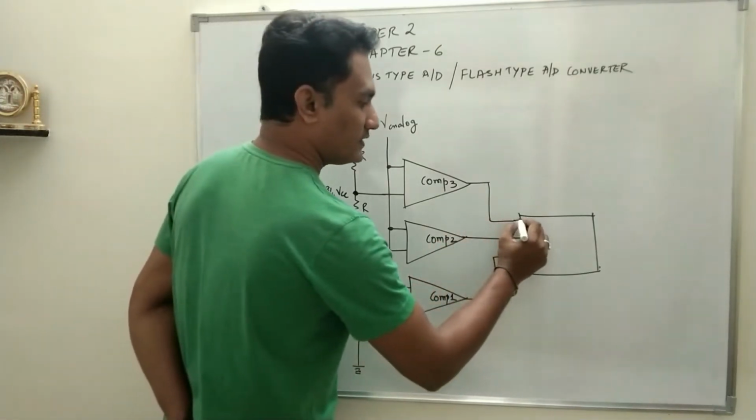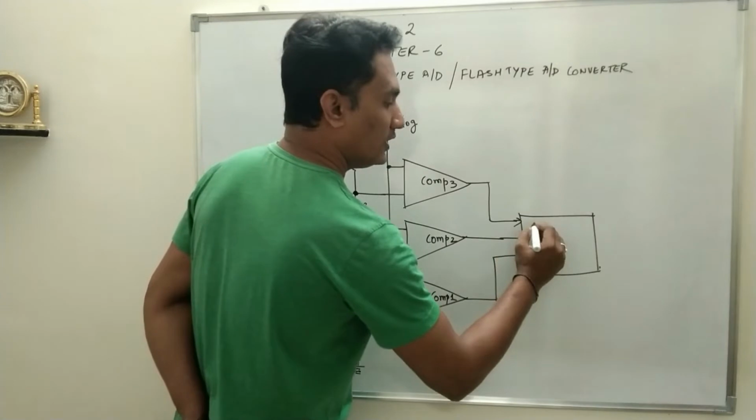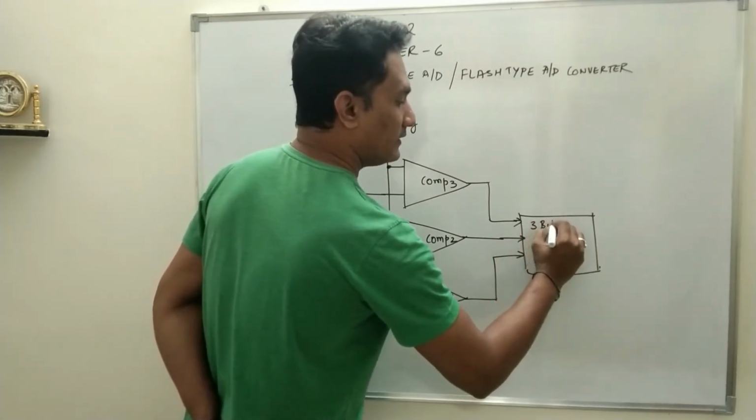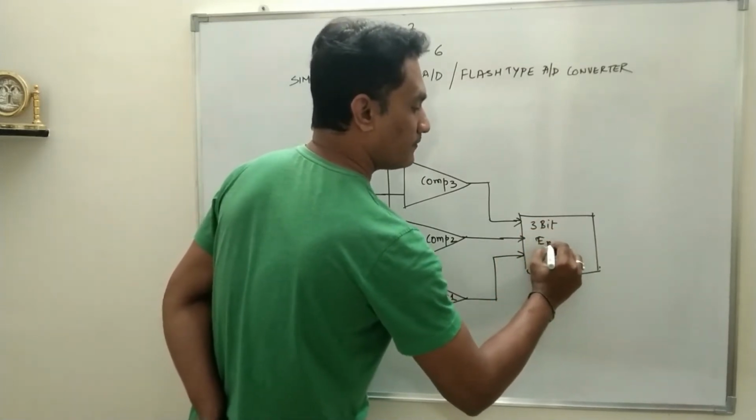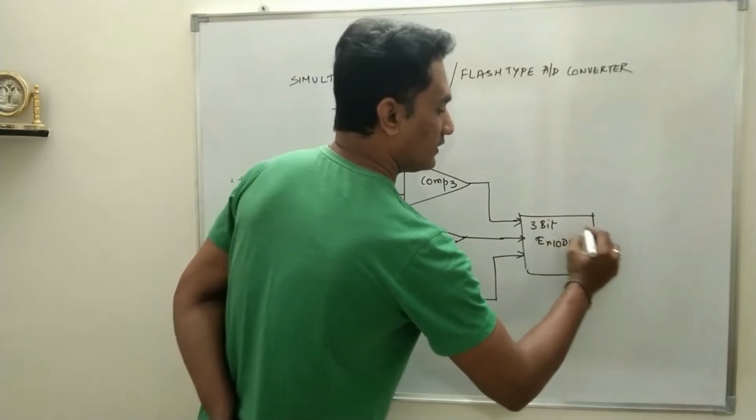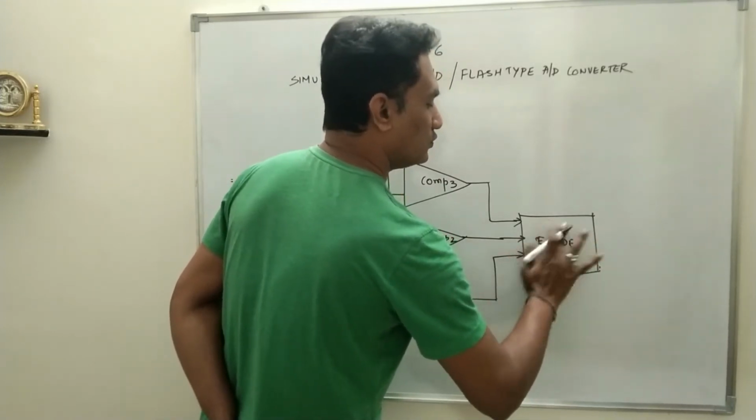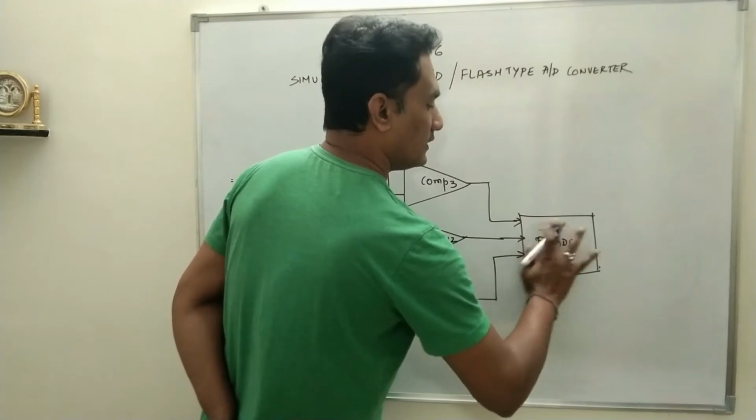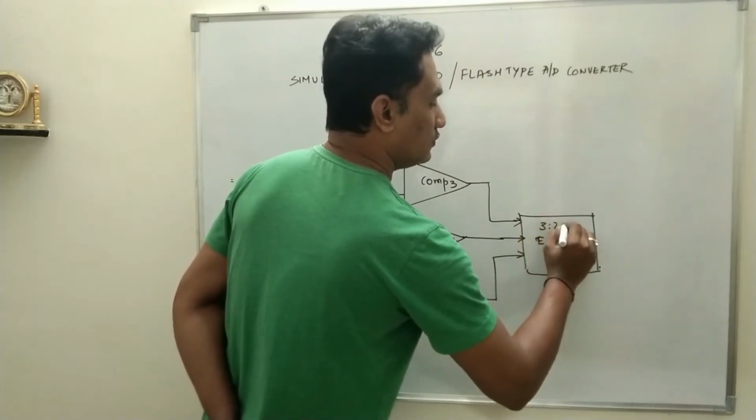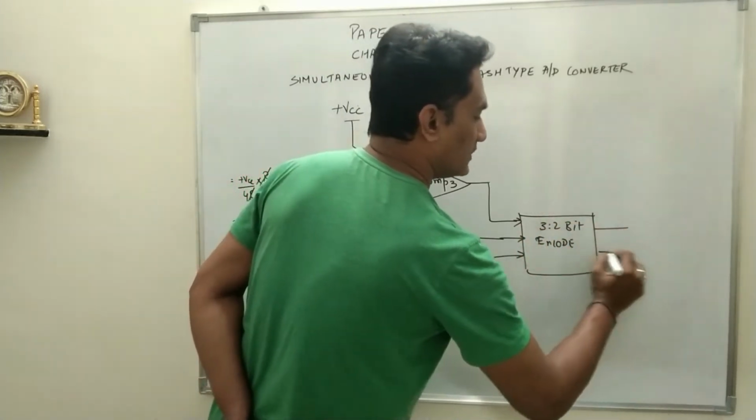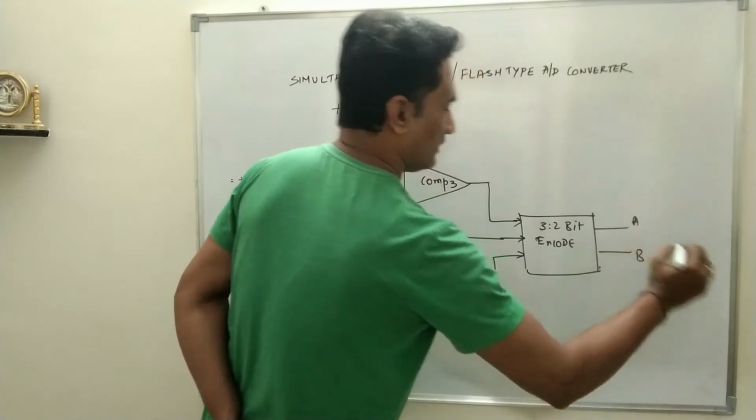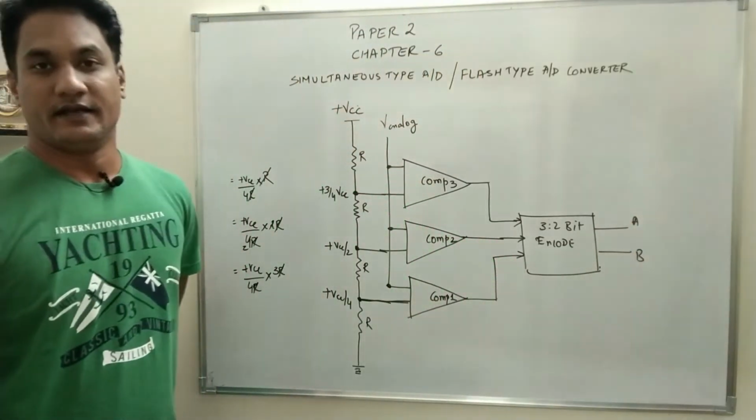And the output of the comparators will be given to a 3-bit encoder, or we say a 3:2-bit encoder. That means the output will be 2 binary data.